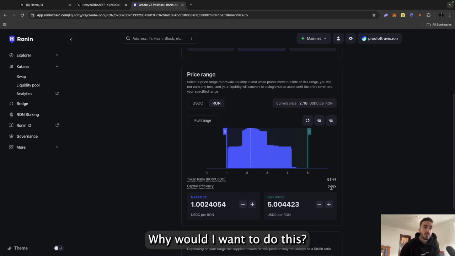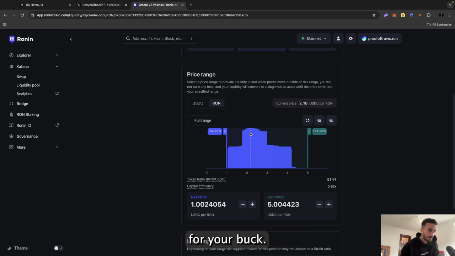Why would I want to do this? Well, it increases my capital efficiency. I actually get 3 times as much fees as I would have if I had it spread out for this range in particular. That's really all it is. You choose a range where you want to force all your capital in, so that when trades are happening in your range, you're getting the most bang for your buck.